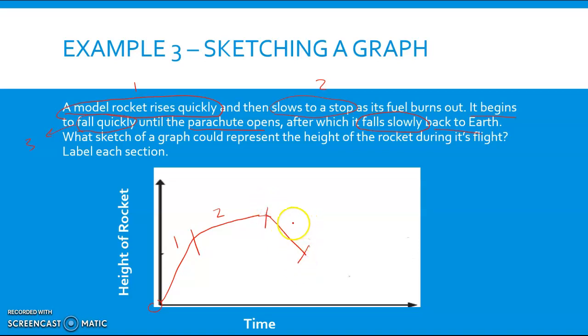Here's interval 3. And as it falls, eventually a timer goes off and a parachute opens, right? And then it'll fall much slower. So as time increases, the height will slowly fall, and then eventually it's going to hit the ground over here. So interval 1, boom, rises quickly, slows to a stop right here, and the stop should actually be at its own interval. Falls quickly back down to Earth, and then it slows until it finally hits the ground.